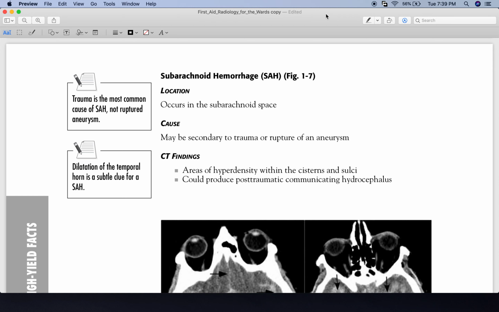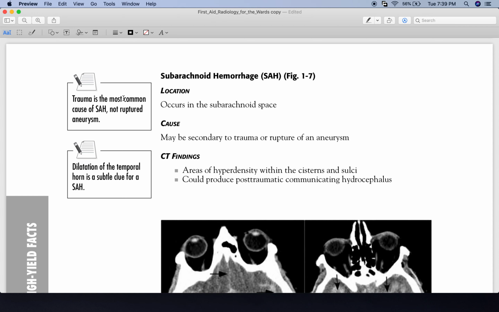However, the rupture of an aneurysm is not the most common cause of subarachnoid hemorrhage. The most common cause is trauma. Trauma is the most common cause of subarachnoid hemorrhage, not ruptured aneurysm. It's quite rare. What about the CT findings?